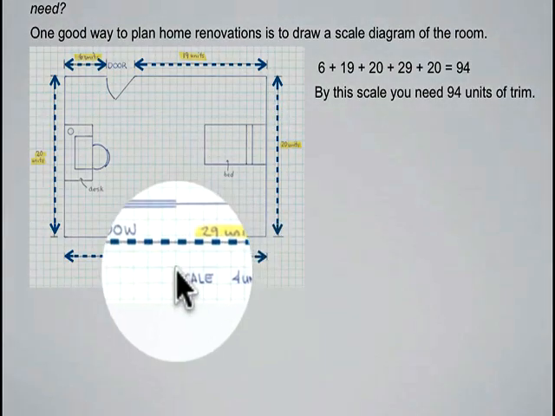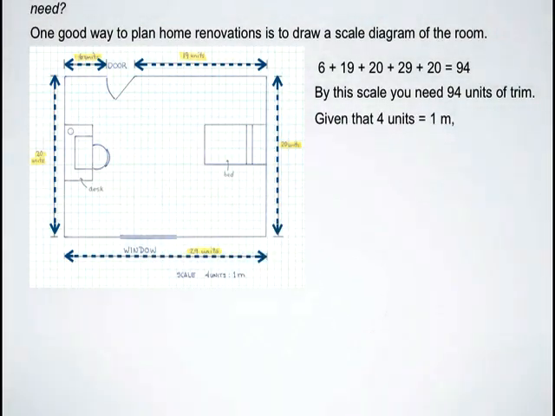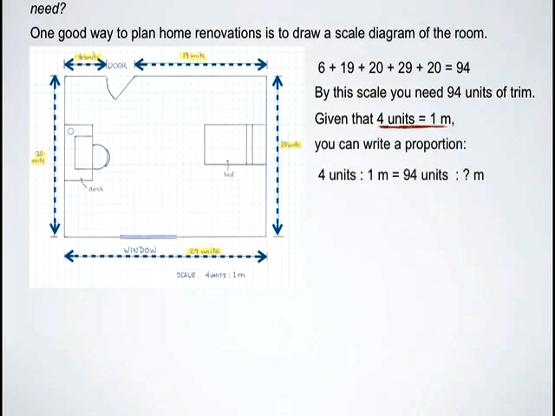The scale at the bottom says that 4 units equals 1 meter. So given that scale, we're going to write a proportion. 4 units to 1 meter equals 94 units to how many meters? 4 over 1 equals 94 over x.